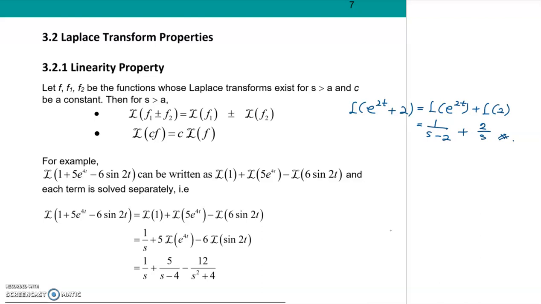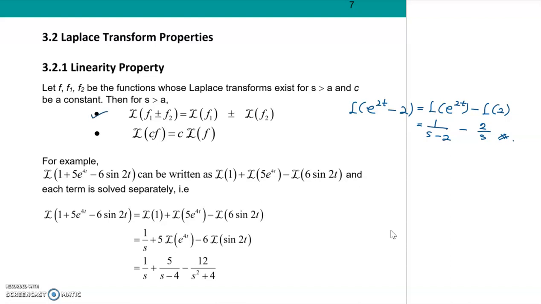The same thing, if you have exponent 2t minus 2, for example, then we can separate into two terms: Laplace of exponent 2t minus Laplace of 2. So that is the first one here.